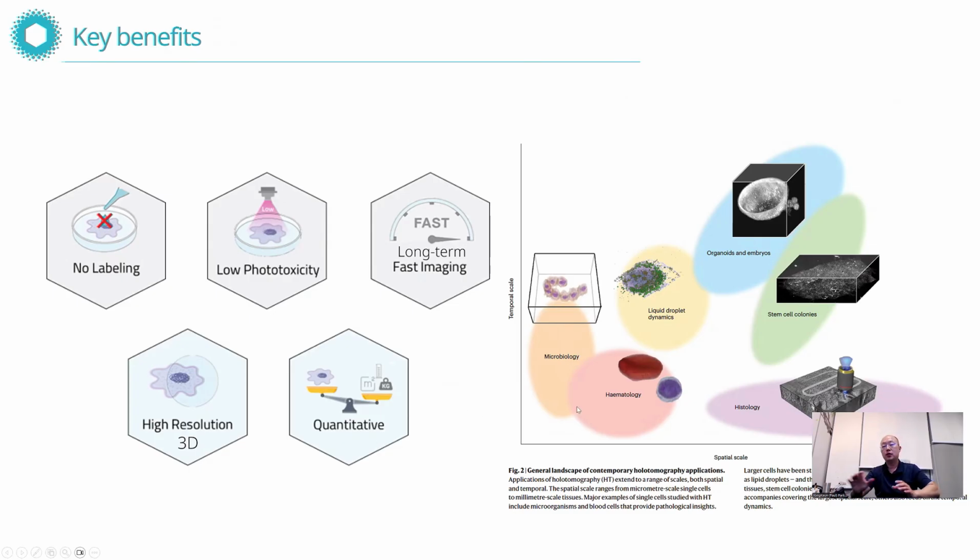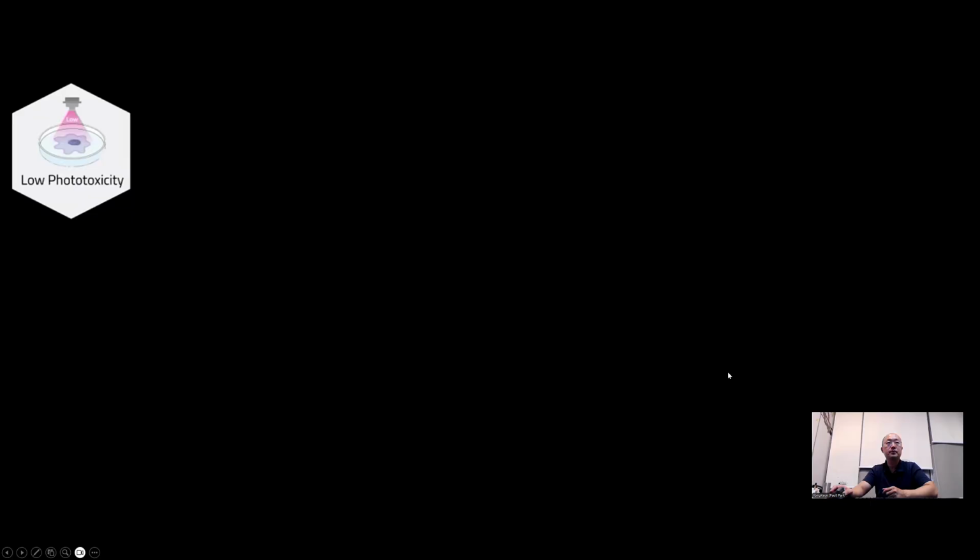So this field first studied biophysics and simple structure cells such as red blood cells, and now is moving from biophysics to cell biology, developmental biology, and organoids and tissue samples. It's expanding by having wider ranges of spatial and temporal scales of measurements.